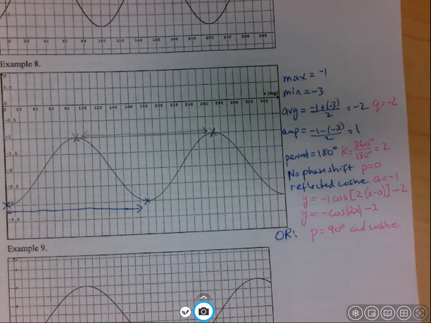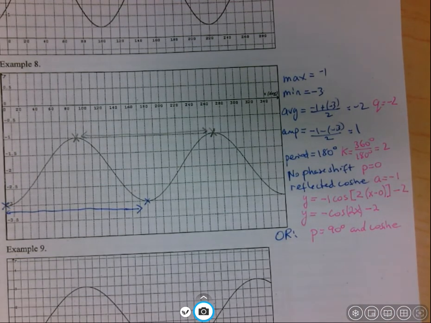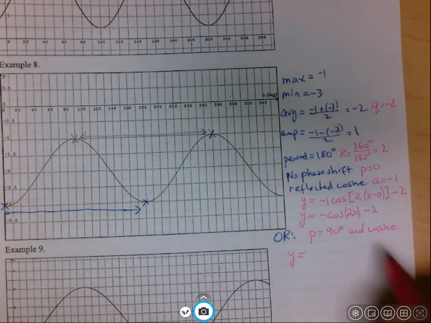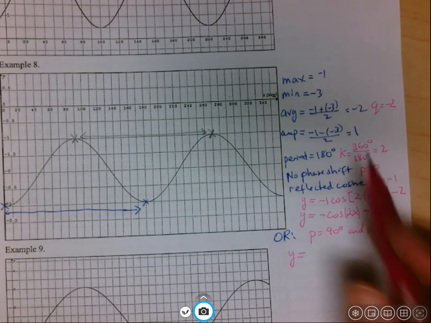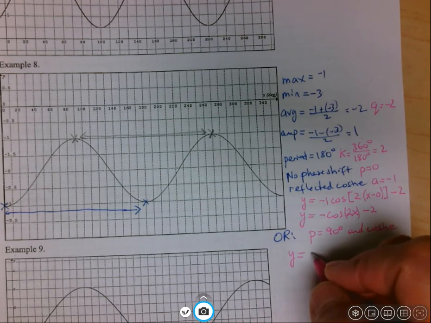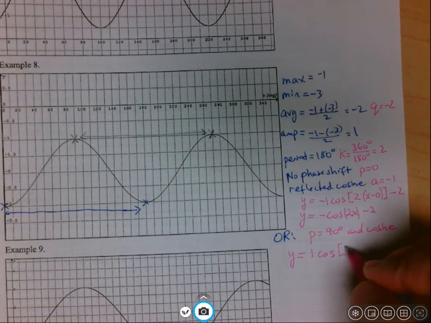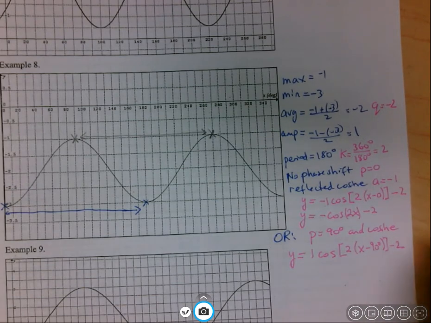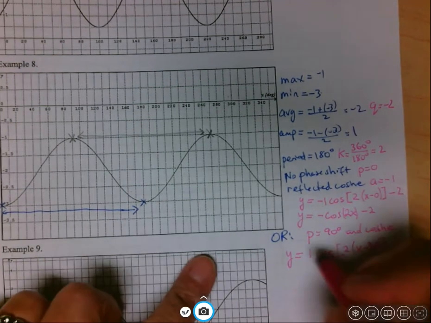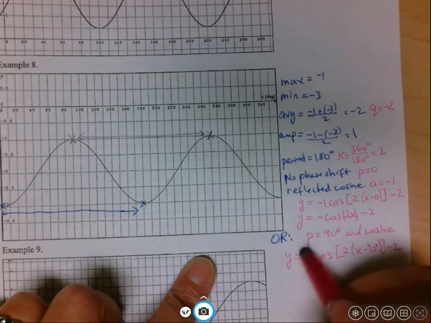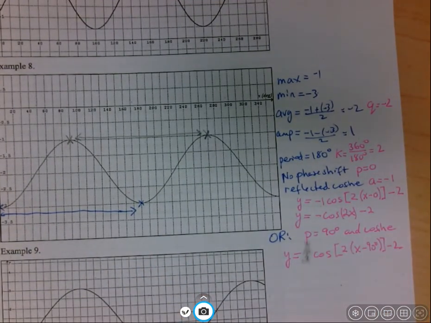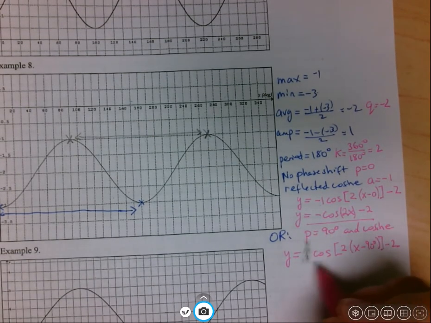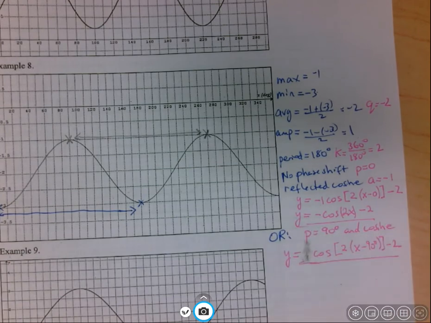So I can rewrite the equation. I can write y equals, so it's no longer reflected. So my A value is just a 1. 1 cos, open the bracket, 2, and now there's a phase shift of 90 degrees, minus 2. And if I want, I can remove this 1 because it's a 1. Anyway, so alternate. You've got two different equations, I got this one and I got this one. Two different equations for the same graph.